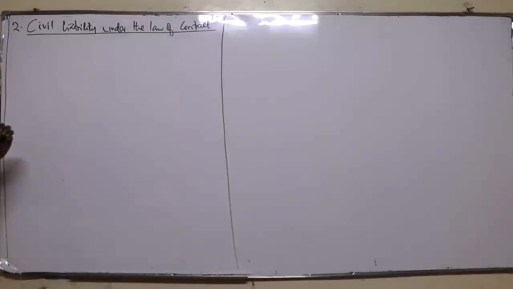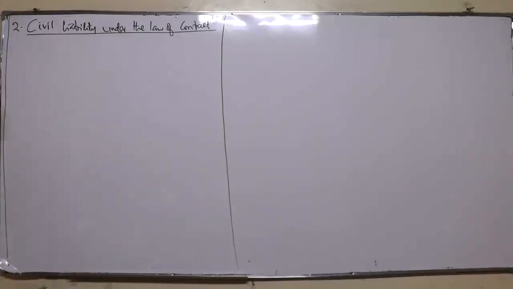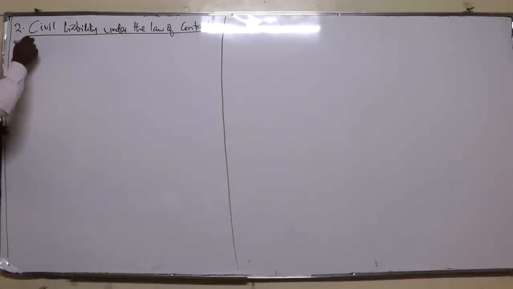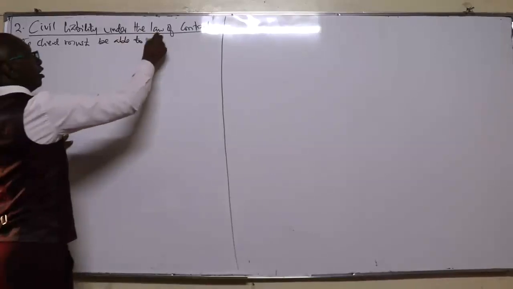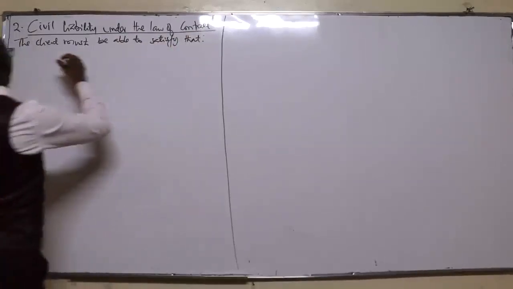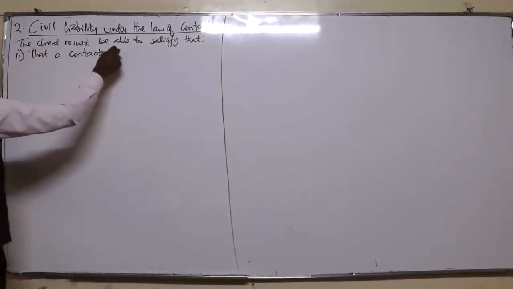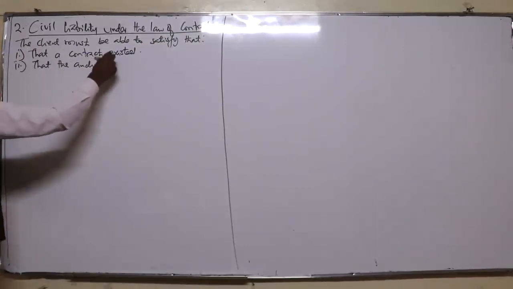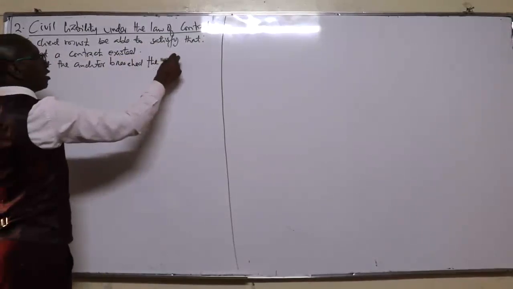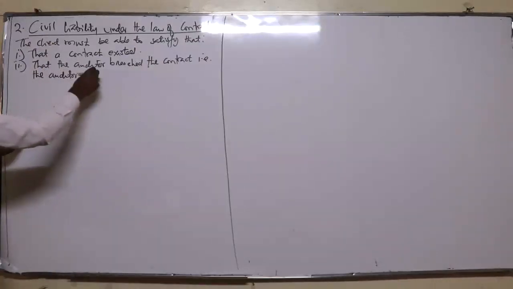Now, what must the client or the shareholders satisfy if they are to be successful in seeking justice where the auditor has breached the contract? So we started by discussing what the client must be able to satisfy. We list these points down, very important points. Number one, that a contract existed. Number two, that the auditor breached the contract, i.e., the auditor was negligent.